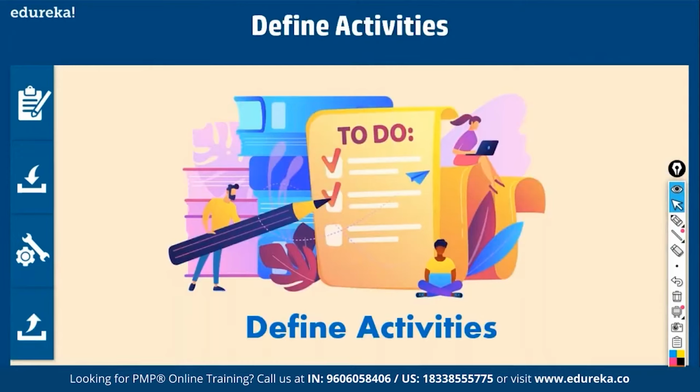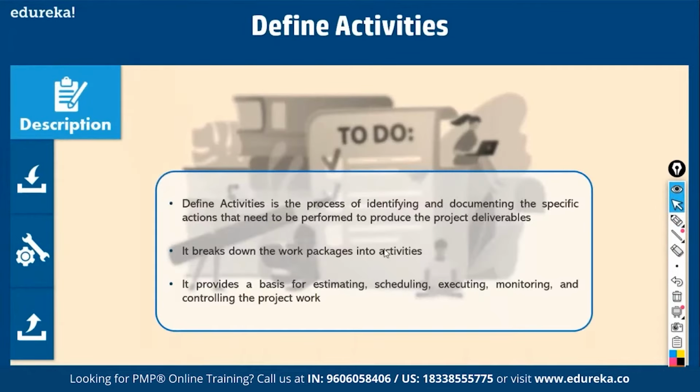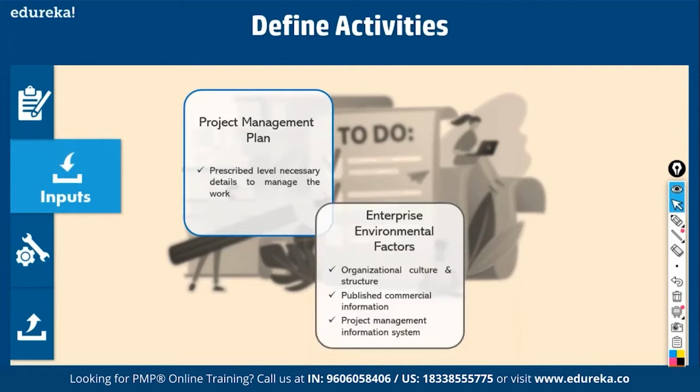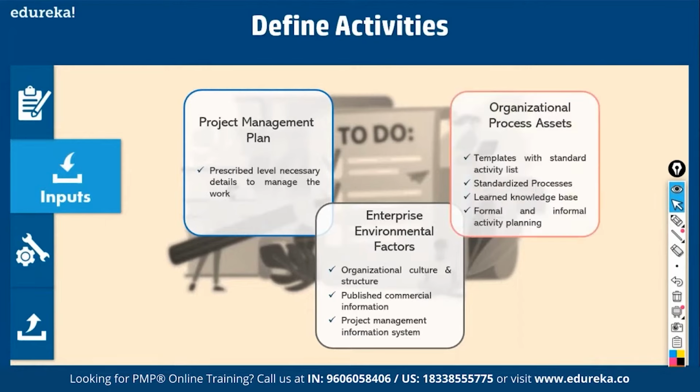Now we have to do the next process, define activities. That is, we'll break down work packages into activities. Okay, that is what is called define activities. Fine. So this is a process of identifying and documenting the specific actions that need to be performed to produce a deliverable. You break it down into activities. Fine. So what are the inputs? The project management plan that tells you how to do the decomposition. Fine. How to break it down. Okay. Enterprise factors: culture, structure, any PMIS, any tool, right? Then organizational processes, templates that you can use.